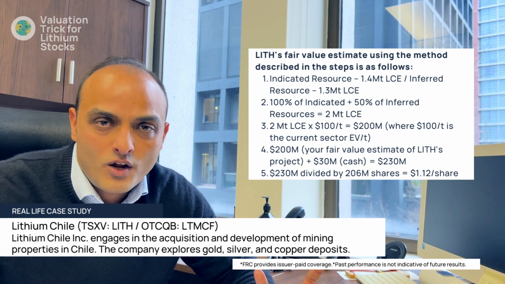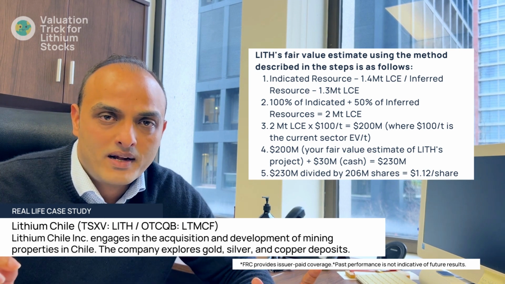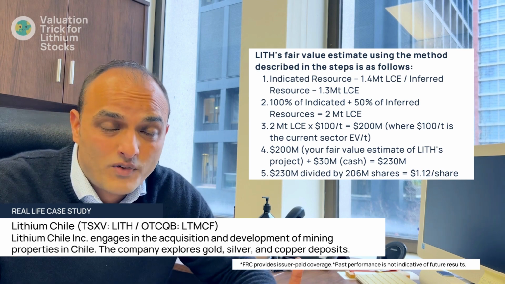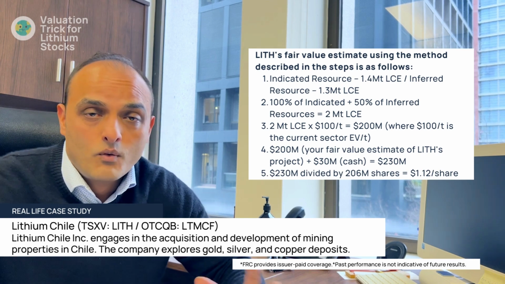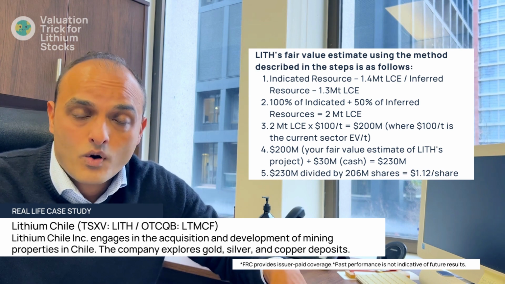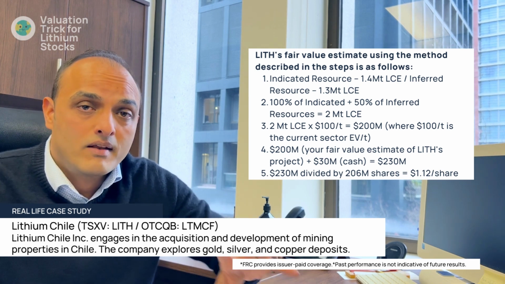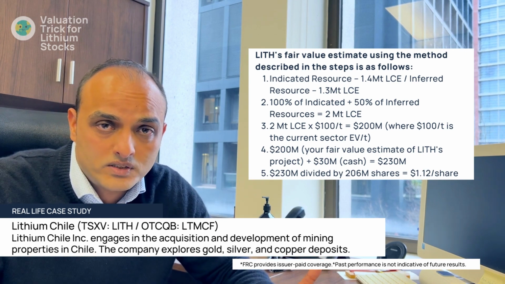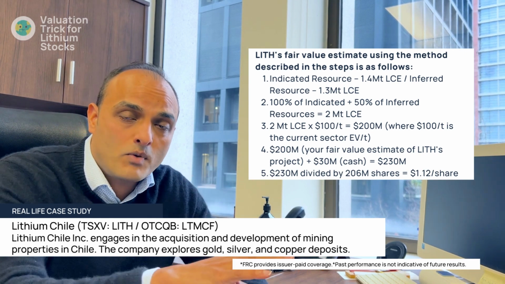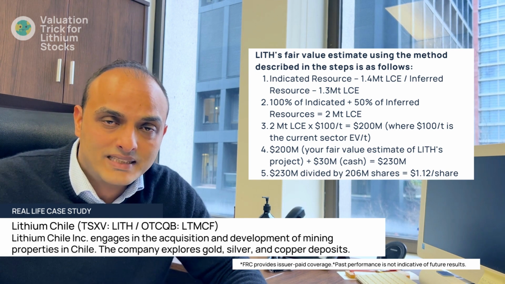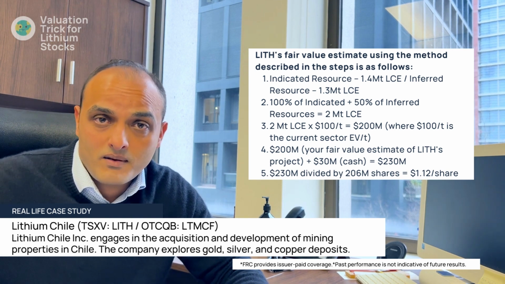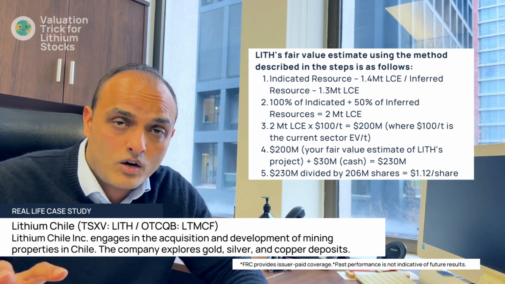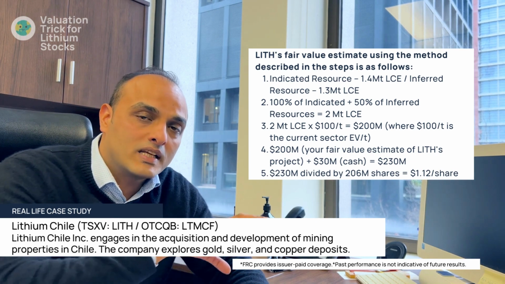Now, why did we use $100? That's the average metric that lithium juniors are trading at right now. It's also called the enterprise value to resource ratio. We keep track of this number for all the commodities out there. And if you're looking for the most recent number, you can check out any of our recent reports on that specific commodity, and you'll find the most up-to-date sector average metric of that metal. Now, lithium juniors are trading at $100. That's why we're using $100 in this case.